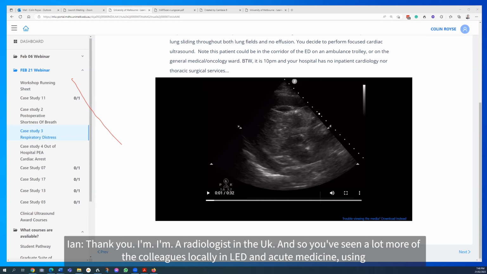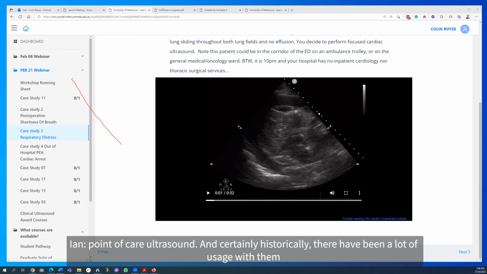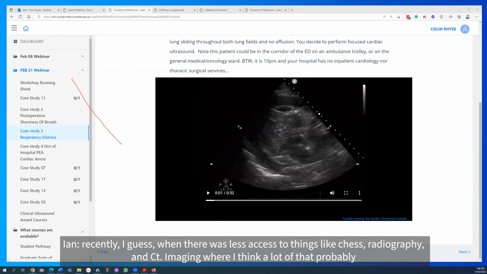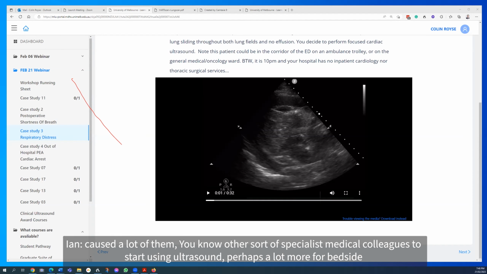Thank you. I'm a radiologist in the UK, and certainly we've seen a lot more of colleagues locally in ED and acute medicine using point of care ultrasound, and historically there has been a lot of usage with cardiologists using echoes. And from practice I've seen in the pandemic recently, when there was less access to things like chest radiography and CT imaging, a lot of other specialist medical colleagues started using ultrasound a lot more for bedside assessment.